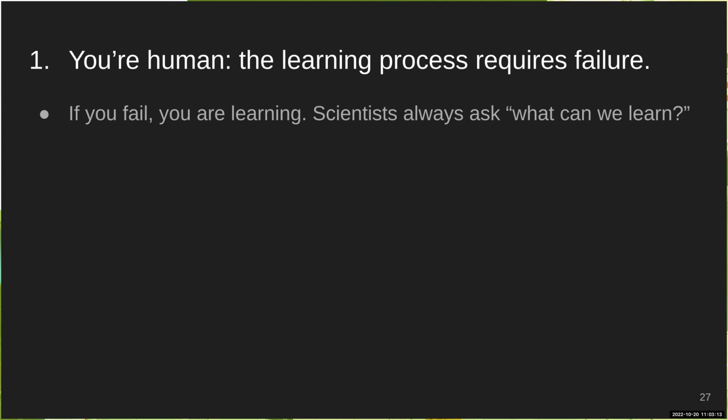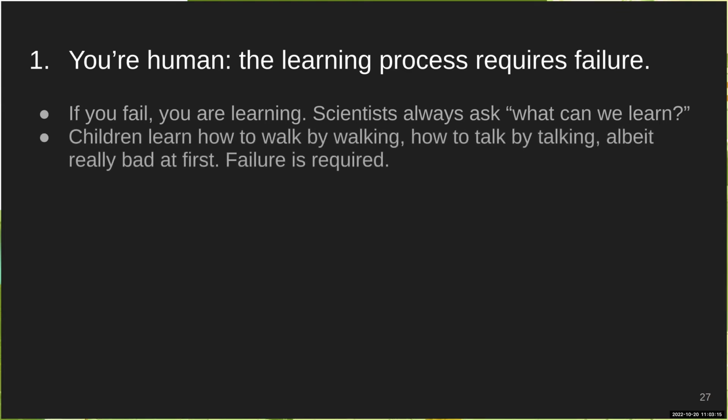because that's what learning means, usually. Children learn, for example, how to walk by walking, how to talk by talking. They're bad at it at first. Failure is required. And you might think, well, children are cute though. It's cute to see them stumble and fall, and it's cute to see them babble and say sentences wrong. It is. And you're like, well, I can't get away with that. Probably not, but you still have to learn.